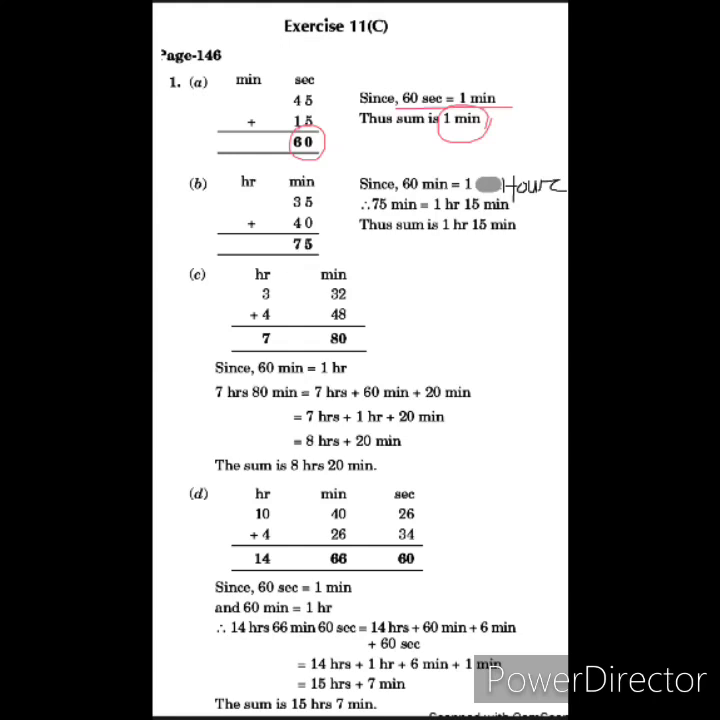Okay children, let's move on to B number. Here the numbers are below the minute group. So it is said as 35 minutes plus 40 minutes. First we have to add it normally as we do additions. 35 plus 40 is 75.